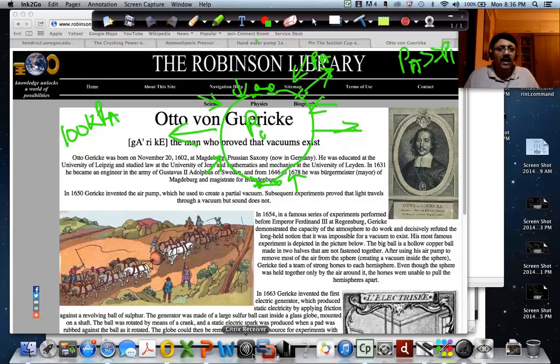The 10 horses trying to pull in both directions still couldn't pull it apart, 10 horses on each side, because of the atmospheric pressure. So he proved that atmospheric pressure is very, very high. It is not that it isn't there. It is there. He proved it. If 40 horses pulled, I don't know, maybe it may open up, right? Okay, so that is the Otto von Guericke experiment.